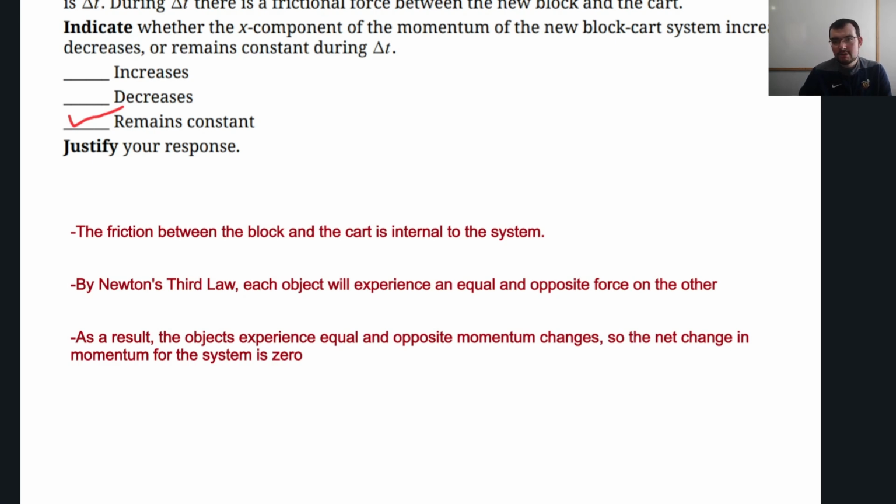I'm sure there's other arguments you could use. It might just be as simple as saying it's a closed system, and if there's no external forces, then the momentum of a closed system remains constant.